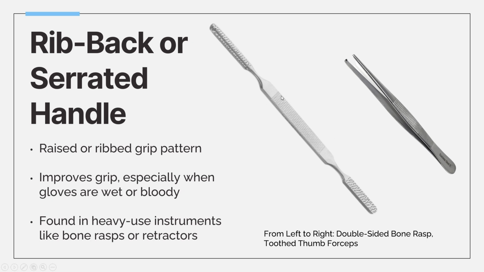However, because of all these serrations and cracks in it, right, it's much tougher to clean. So you have to ensure no debris remains trapped in these little pockets and serrations, right? And from left to right, we have a double-sided bone rasp and a toothed thumb forceps. And these ones, as you can imagine, are used to shave away bone, as is included in the name. And then toothed thumb forceps. It's called toothed because it has two teeth at the tip.